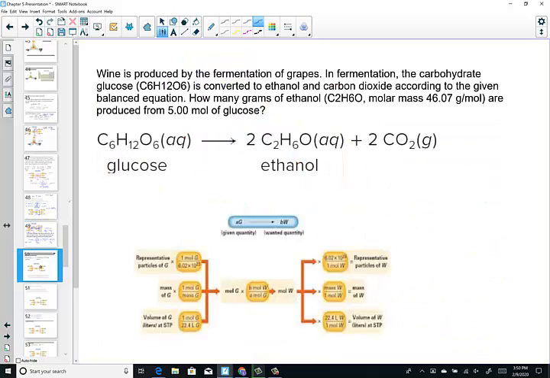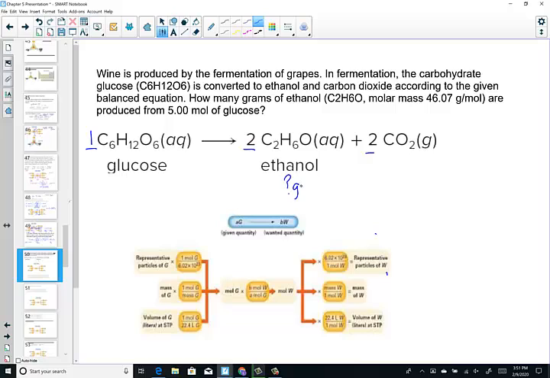Let's keep another one going. This one talks about wine being produced by the fermentation of grapes. In fermentation, the carbohydrate glucose, C6H12O6, is converted into ethanol, that's drinking alcohol, and carbon dioxide according to the given balanced equation. For every 1 mole of glucose, 2 moles of ethanol form, and 2 moles of carbon dioxide form, a 1 to 2 to 2.